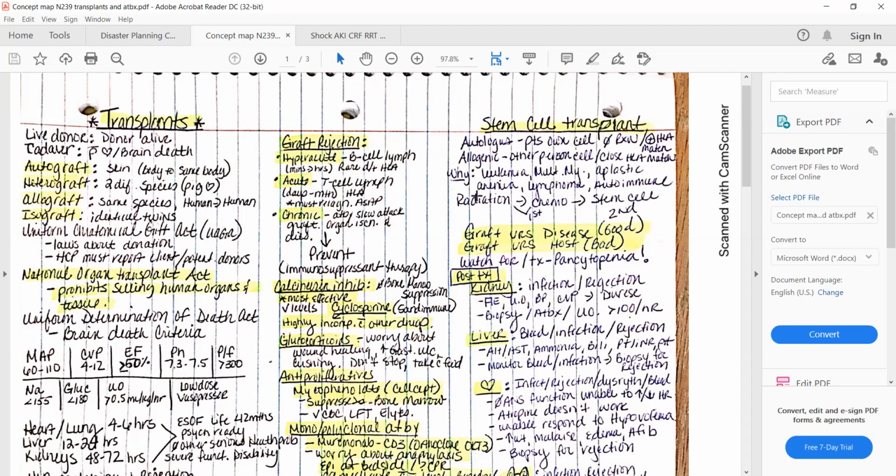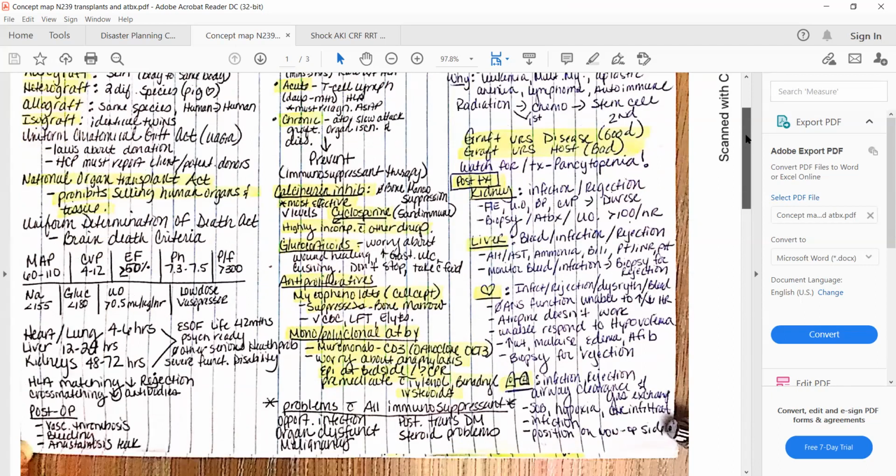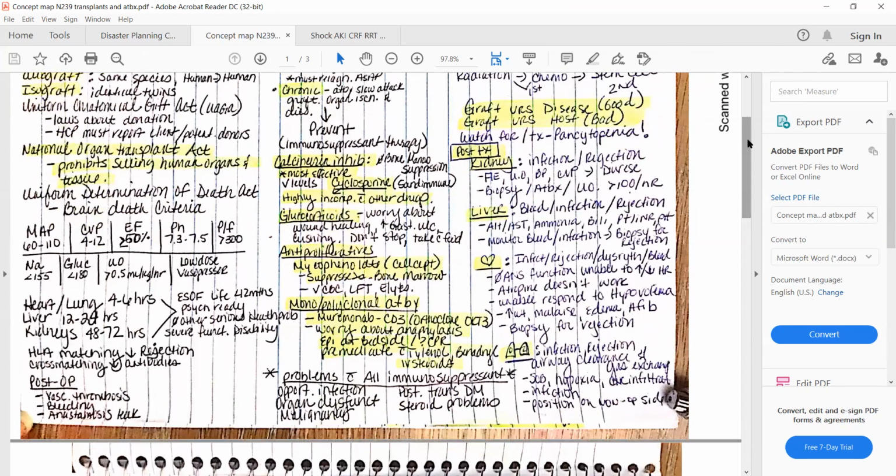So what do we do first? We usually radiate and give chemo, kill off the bad cells, and then give them back the new cells. So what are we looking for when we do this? Graft versus disease, good, right? Graft versus host, which is the person, bad. So when we graft the stem cell, we want them to attack the disease, not the host.